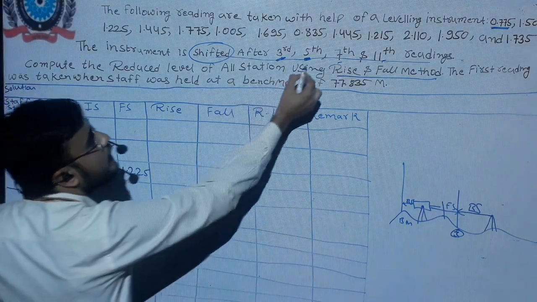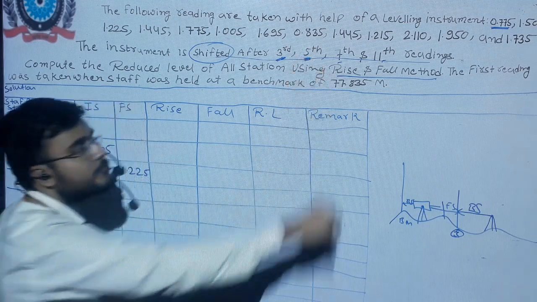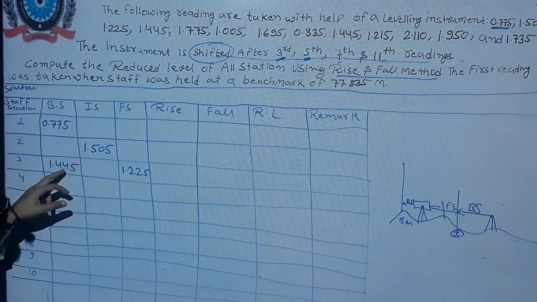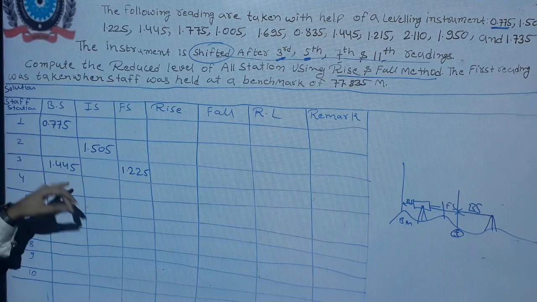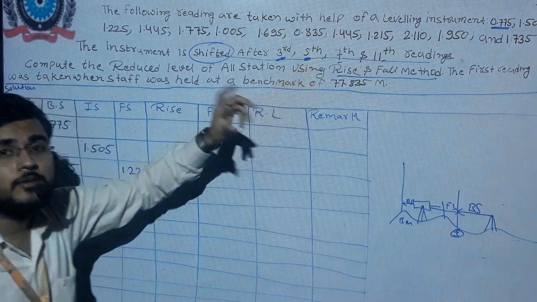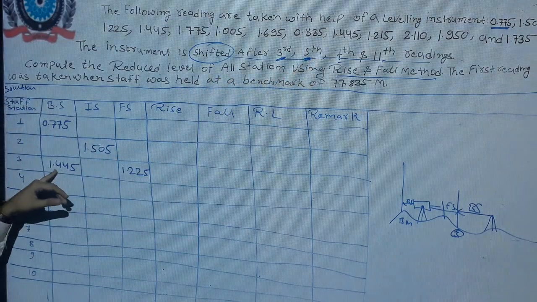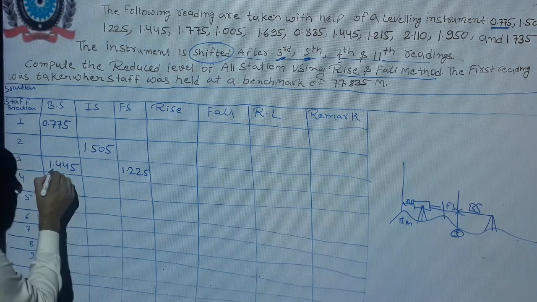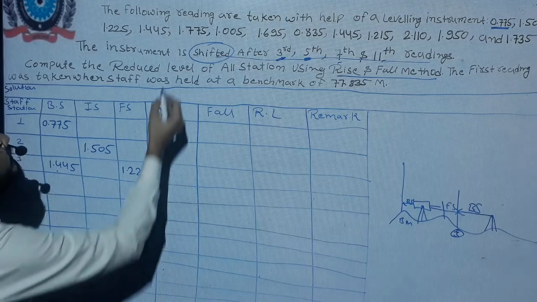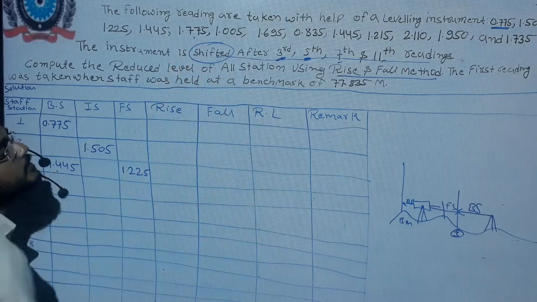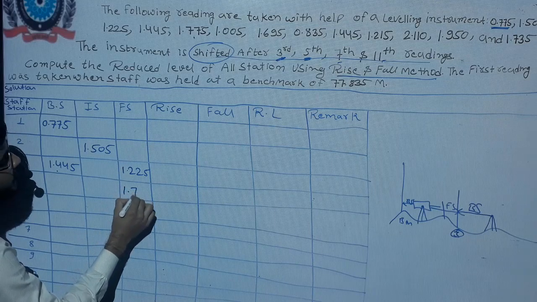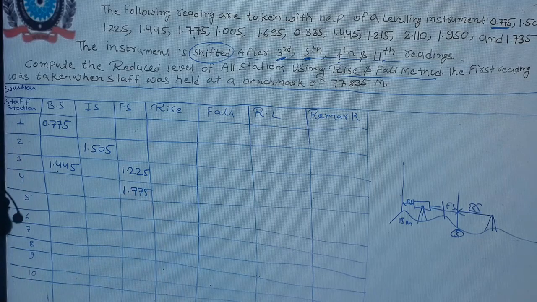Now again the instrument is shifted after the fifth reading. It means we have 1, 2, 3 and 4 readings completed, but here the fifth reading is again a foresight. So there is no intersight between the fourth and third reading. The fourth reading is 1.445, then after the fourth, the fifth will come, and the fifth reading is 1.775. It is considered as a foresight.